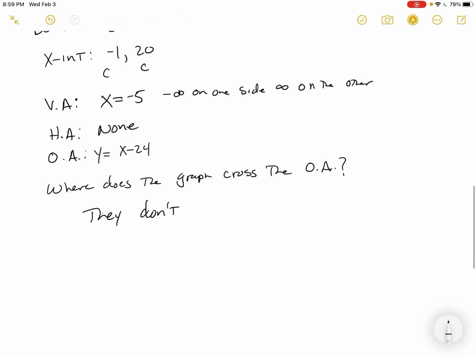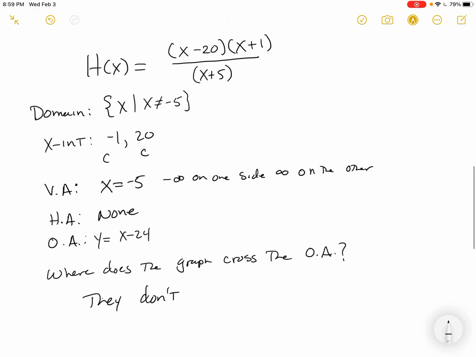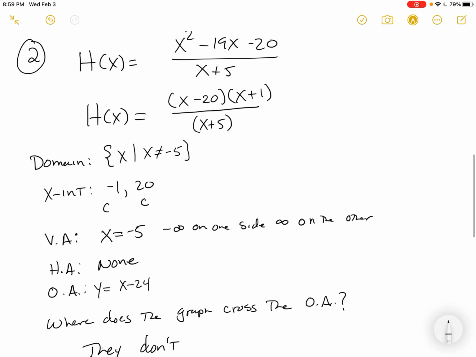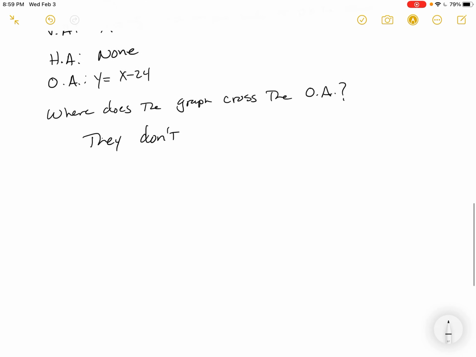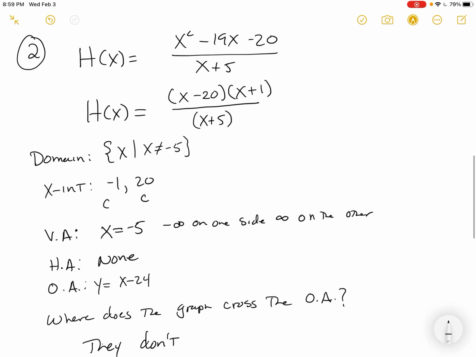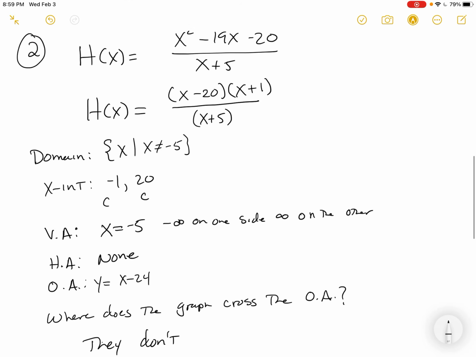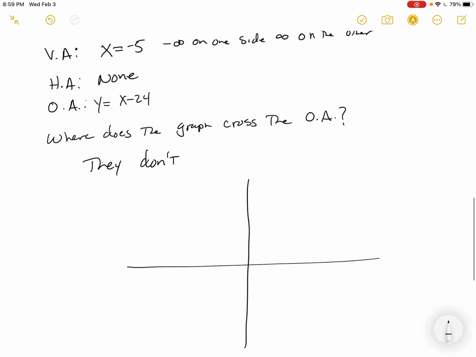Now what are some of our other questions? Where's the graph above the x-axis? Where is it below the x-axis? And the graph. Well, let's go get the graph. Look at all this great information we have in order to graph it. Okay, so what's our graph look like? Let's see what we remember. Remember what we do. We use this first part with the x-intercepts and the vertical asymptotes. So the x-intercepts are negative 1 and 20.